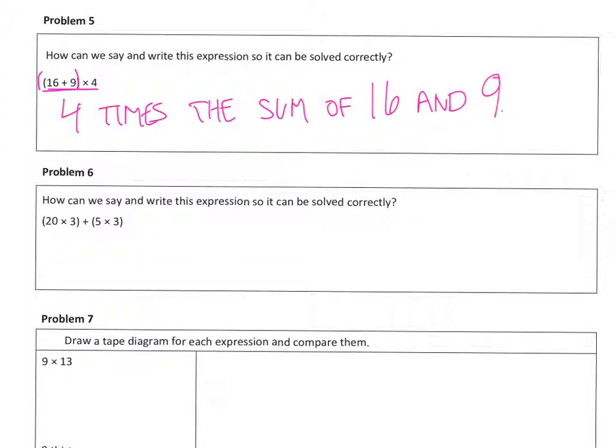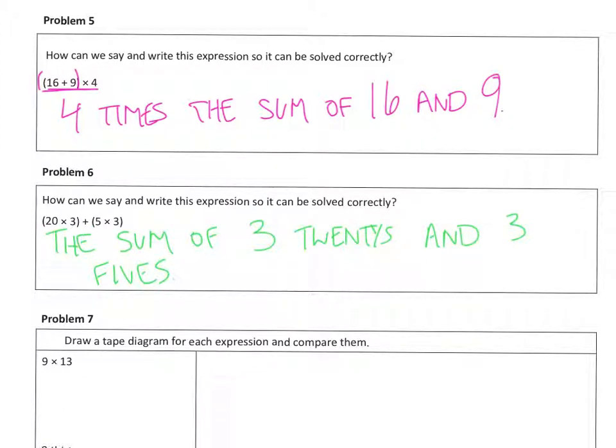This one's going to be a little bit more complicated because we have 2 operations in parentheses. So that we know we need 3 20s and 3 5s, and then we add them together. So we're going to write it like that. So we would say it as the sum of 3 20s and 3 5s.